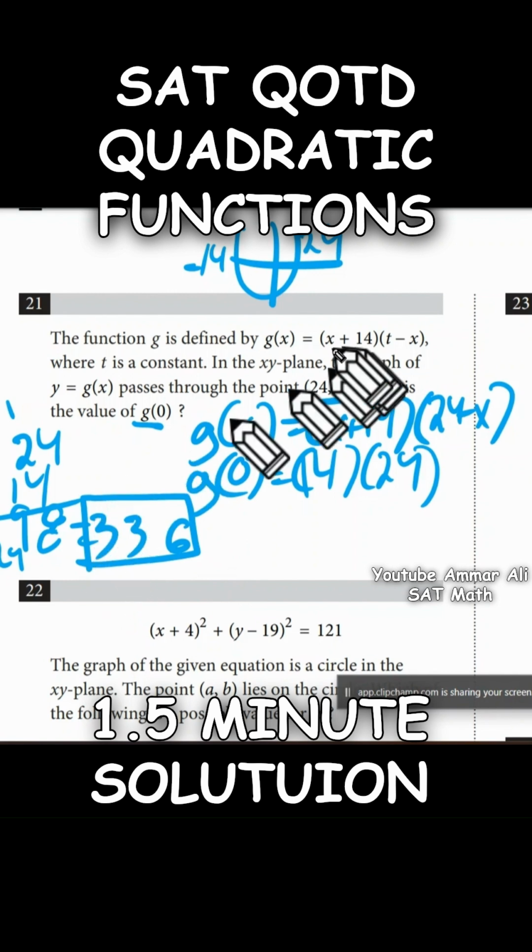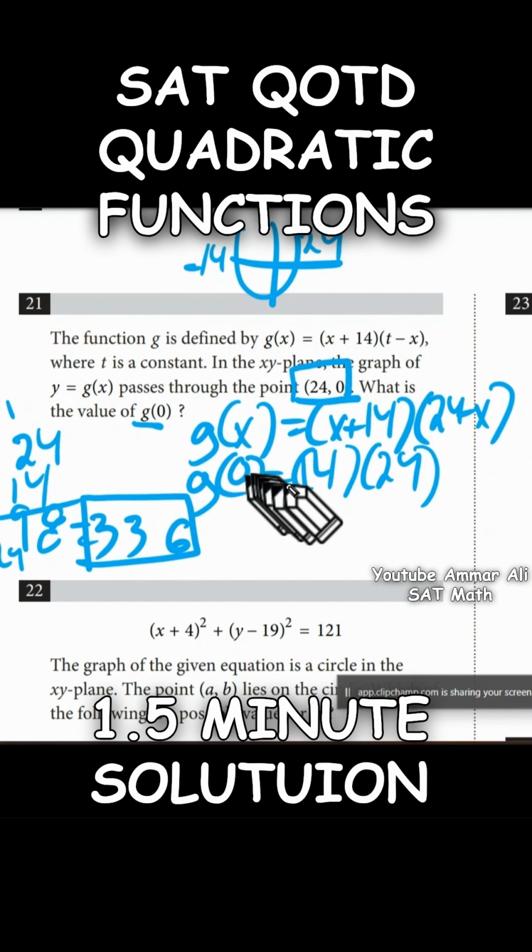So again, all we had to do was recognize that they gave us the other zero, which basically told us what t is. So t was going to be 24, and then we just had to plug in 0 for where x was, which gave us 14 times 24, and then that gave us 336.